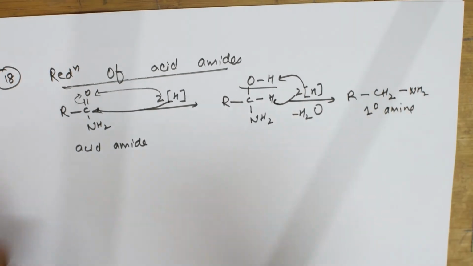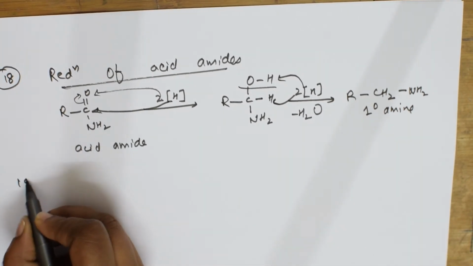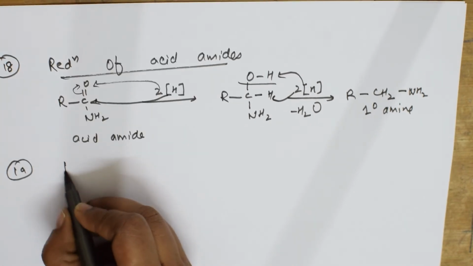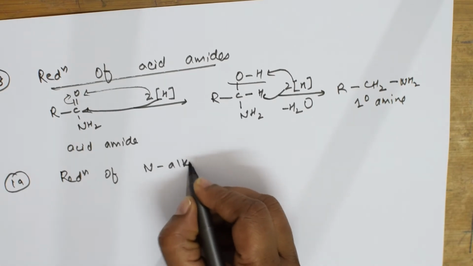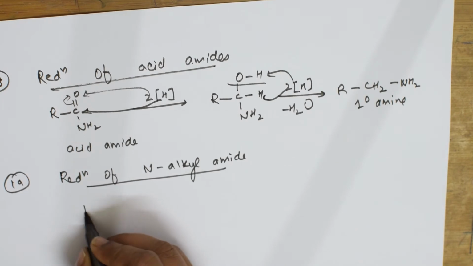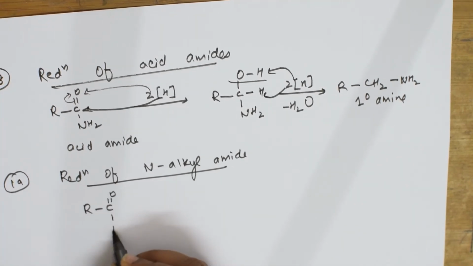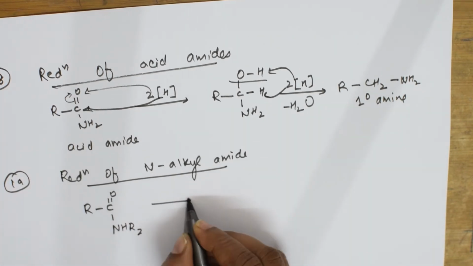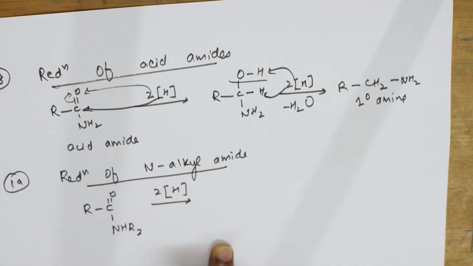Correct, students? Now the same acid amide, suppose if I take an alkyl amide, let me write the 19th mystery, that is nothing but reduction of N alkyl amide. Okay, what is N alkyl amide? R C double bond O alkyl, we have written it right, so NH instead of 1 hydrogen, R2. Now the same process will be followed here also, right?